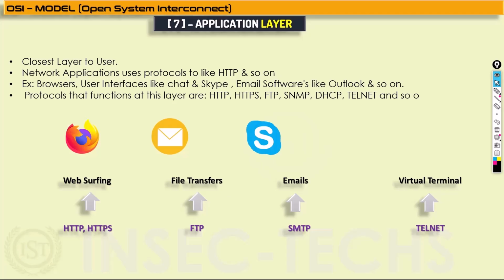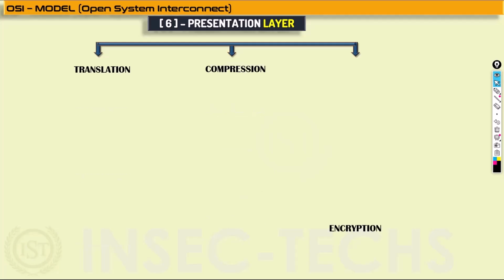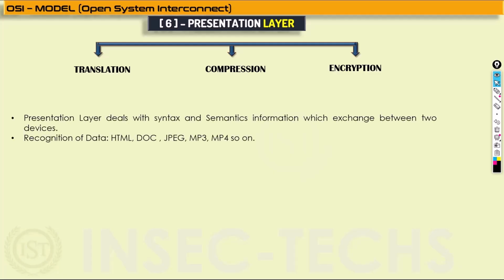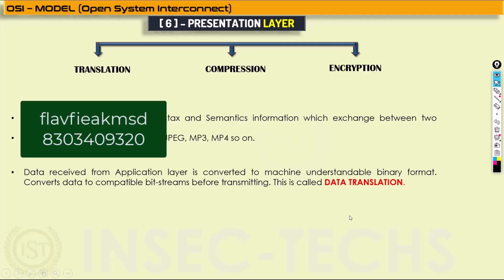So from the sender's machine perspective, the application layer data is now sent to the presentation layer. The main functions of the presentation layer are translation, compression, and encryption. The presentation layer deals with syntax and semantics of information exchanged between two devices. So the protocols that function here are HTML, doc, JPG, MP3, and so on. As said, the primary function of the presentation layer is translation. The data from the application layer comes in the form of numbers and characters, so the presentation layer converts these numbers and characters into a machine understandable format.